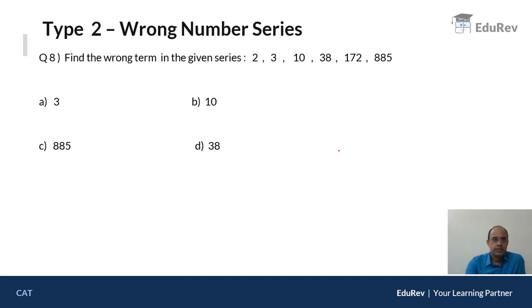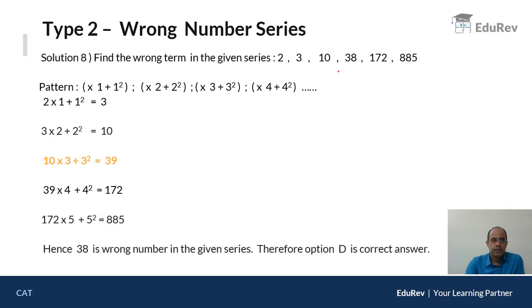Now moving to the next question. Question 8. Find the wrong term in the given series 2, 3, 10, 38, 172, 885. Now guys, let us understand this set of numbers is following what pattern. Give a try. Fine. The pattern here is into 1 plus 1 square, into 2 plus 2 square, into 3 plus 3 square, into 4 plus 4 square, and so on and so forth.